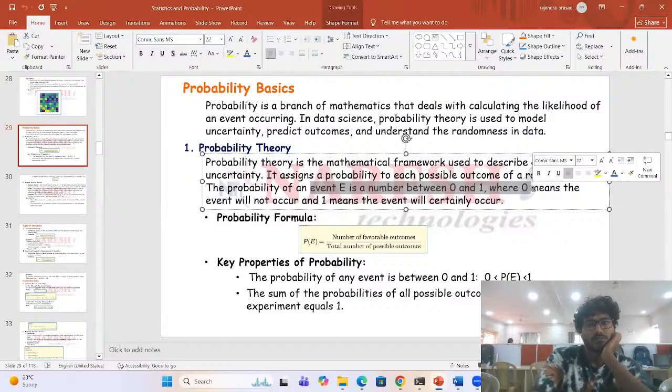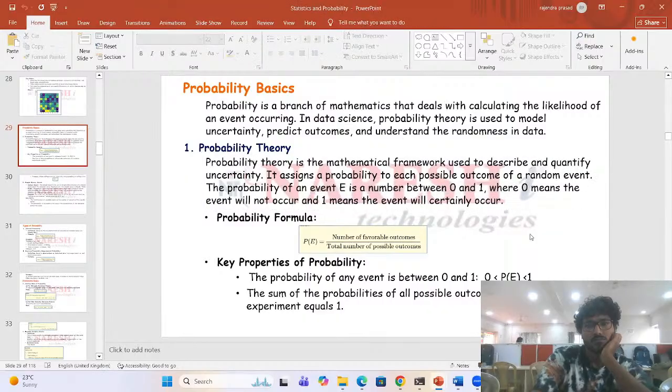What do you mean by 0 to 1? For example, if you're tossing a coin, the probability of getting the event head is equal to 0.5. 0.5 can be converted into a percentage: 0.5 times 100 is 50%. 50% means there is a 50% chance that you might get a head. You get my point? If the probability is 0.8, it means there is an 80% chance that an event can occur. So 0 to 1: 1 means 100%, and 0 means 0% chance that you're going to get that particular event. So that's how you calculate.